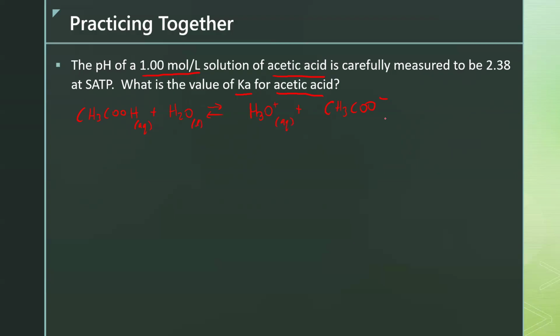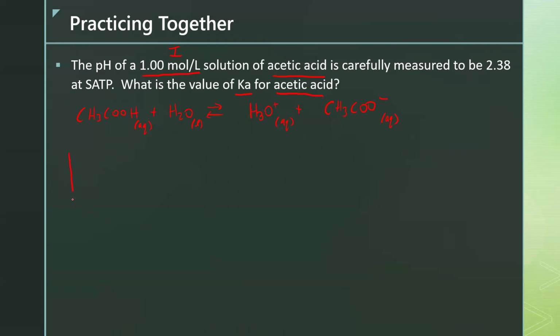H3O+ is going to be aqueous, and the other product will also be aqueous because they're ions. Anyway, as I was saying a second ago, because this is our initial amount, we should set up an ICE chart to help us organize this. Just to remember, an ICE chart is a useful way of organizing the concentrations of your initial and equilibrium entities in your reaction.